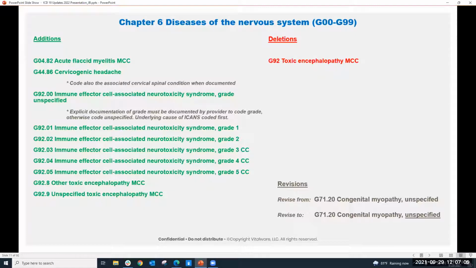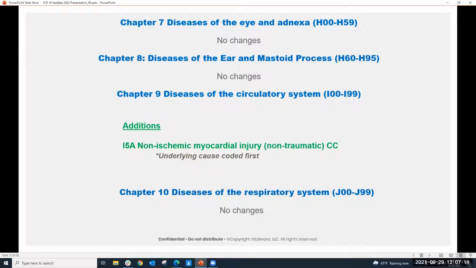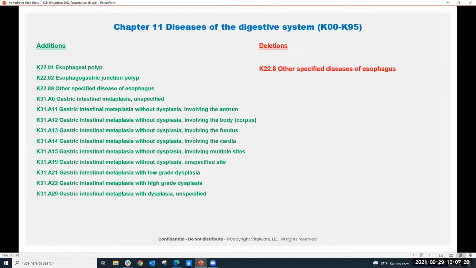The revisions for chapter 6 are very minor. They misspelled the word unspecified, so they just corrected the spelling. For chapter 7, we have no changes. Chapter 8, we have no changes. Chapter 9, we have 1 addition, and that is the non-ischemic myocardial injury, non-traumatic. And just a note here, you want to make sure to code the underlying cause first. Chapter 10, we have no changes.